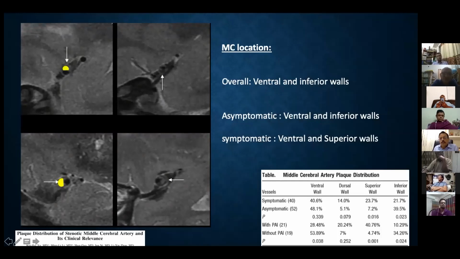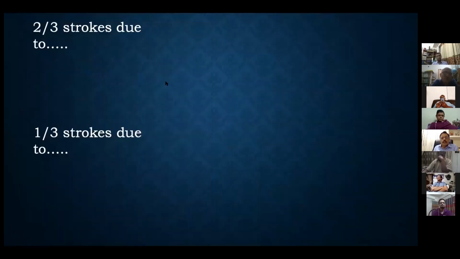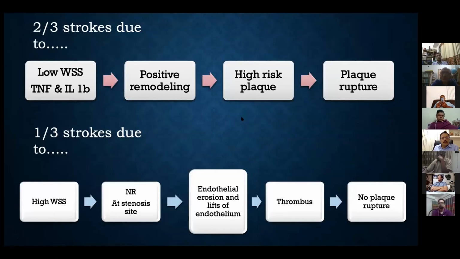So just to summarize, 2/3 of the strokes are actually because of positive remodeling, high-risk plaque which causes plaque rupture, while only 1/3 are because there is a stenosis with negative remodeling, in which there is an endothelial injury and thrombus formation, but no plaque rupture in these patients.